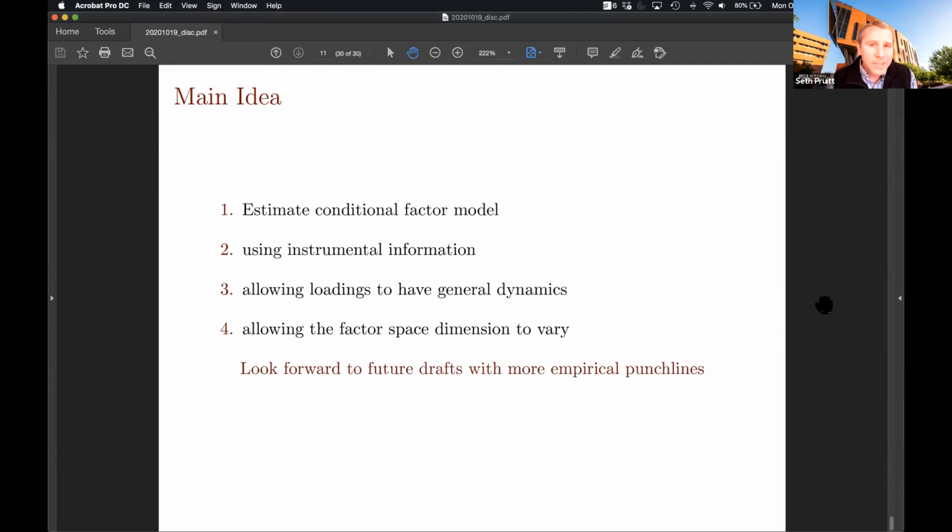Let me just wrap up. What did this paper do? It estimated a conditional factor model. It used instrumental information, which is now being recognized as important; it's basically just conditioning some moment equations, right? It allows the loadings to have very general dynamics and the factor space dimension to vary over time. Those are great general directions. It does cost a little bit in terms of interpretation, I think. And I'm looking forward to future drafts of the paper that have more empirical punchlines.